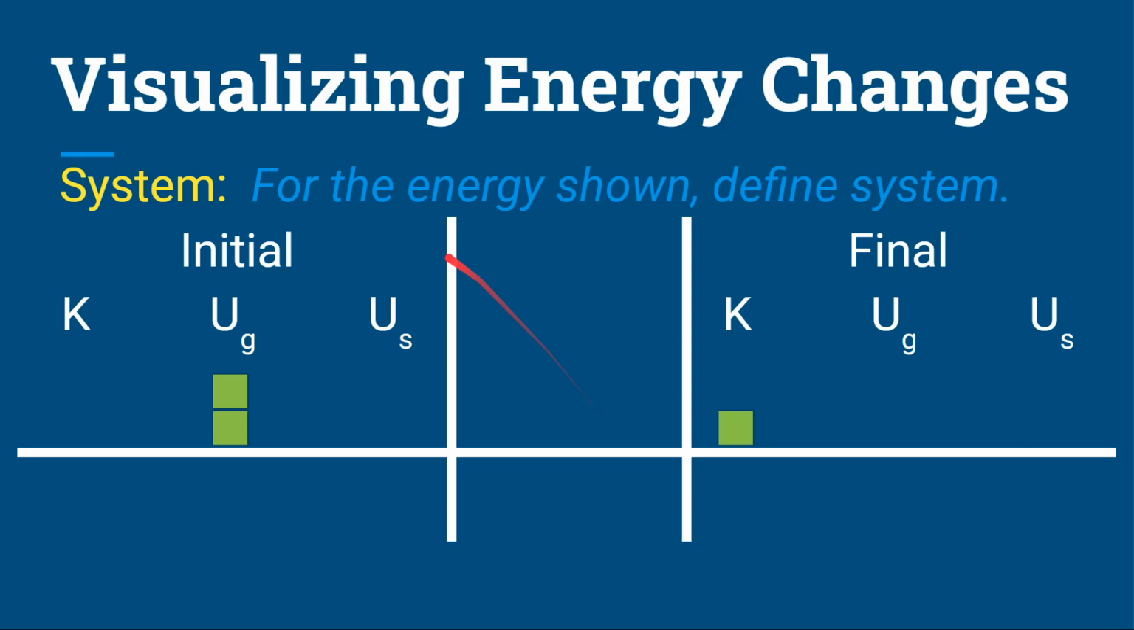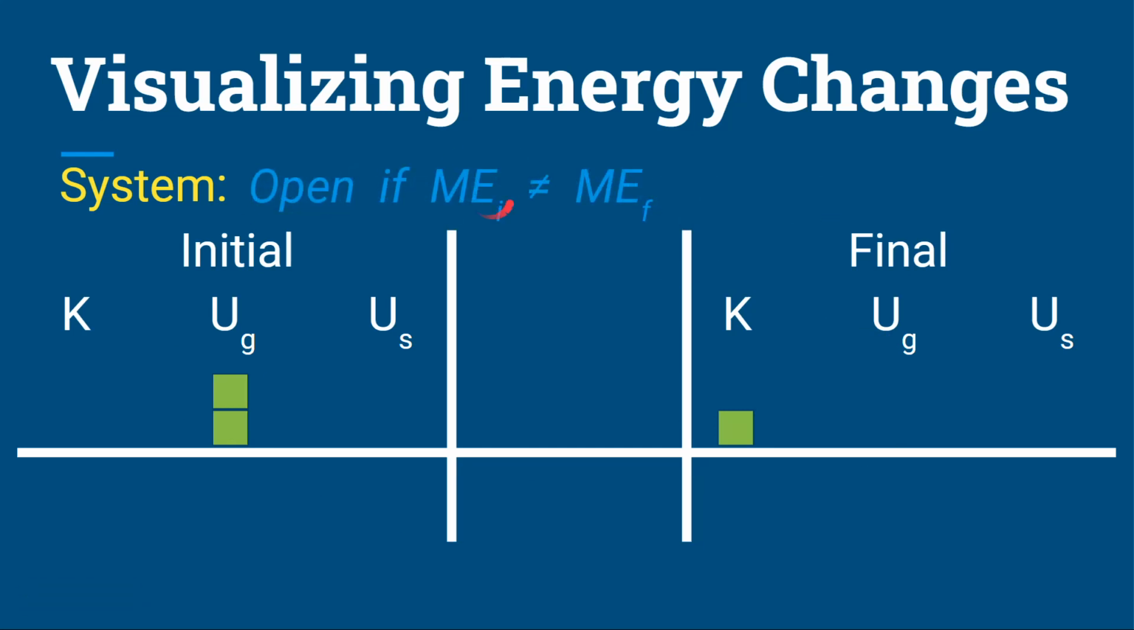So for this particular bar chart here, obviously I know that this is not an isolated system. This is probably going to be an open system. If my initial mechanical energy is not equal to my final mechanical energy, then I know that I have a situation where work is being done to cause a change in energy. So in this case, with this example, is the work being done positive work or negative work? Negative, because I have less energy than I started with, which would imply that it was removed from the system.